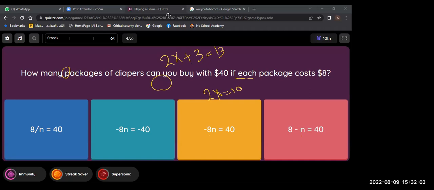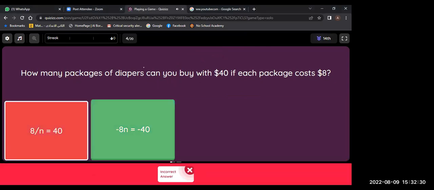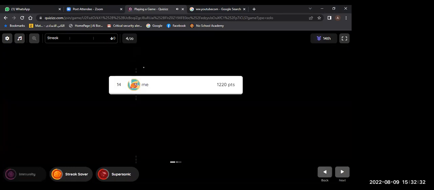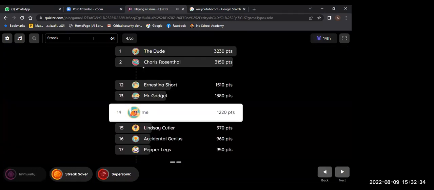Come on, Jana. Okay. How many packages of diapers can you buy with 40 pounds if each package costs 8 pounds? How many? The first answer. No. How many packets? No.